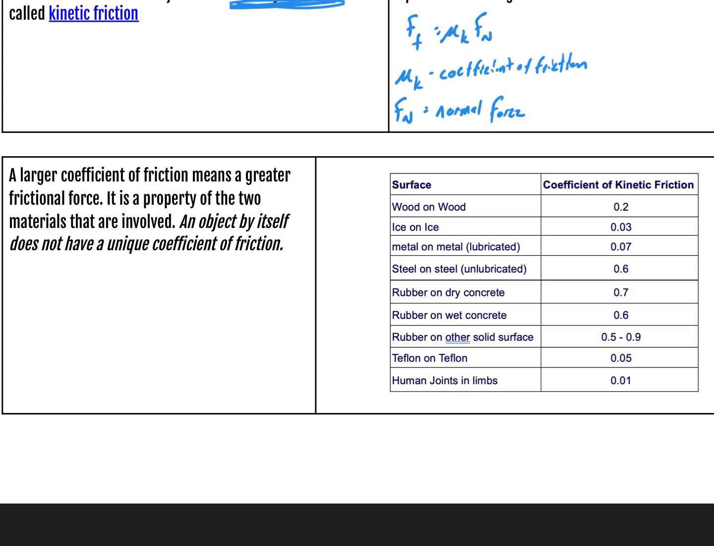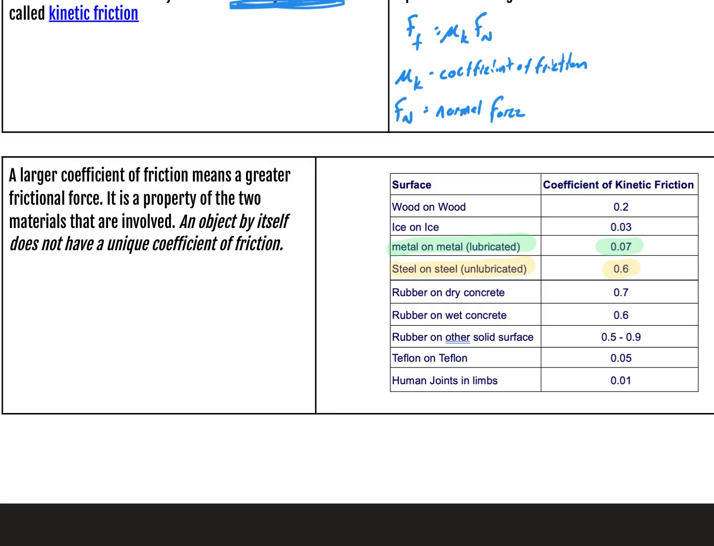We have wood on wood, ice and ice, and there's a couple of interesting ones we want to look at. Metal on metal lubricated, that's 0.07, so that's not a lot. So think about the stuff in your motor. There's lots of oil when you're dealing with those things. That's kind of interesting. Here we have steel on steel unlubricated. That is magnitudes greater. And so a good example to think about that is train tracks, how trains work, subways, that kind of thing. Metal on metal is very frictionful, if you will. It has lots of coefficient of friction, so it's really tough to move.